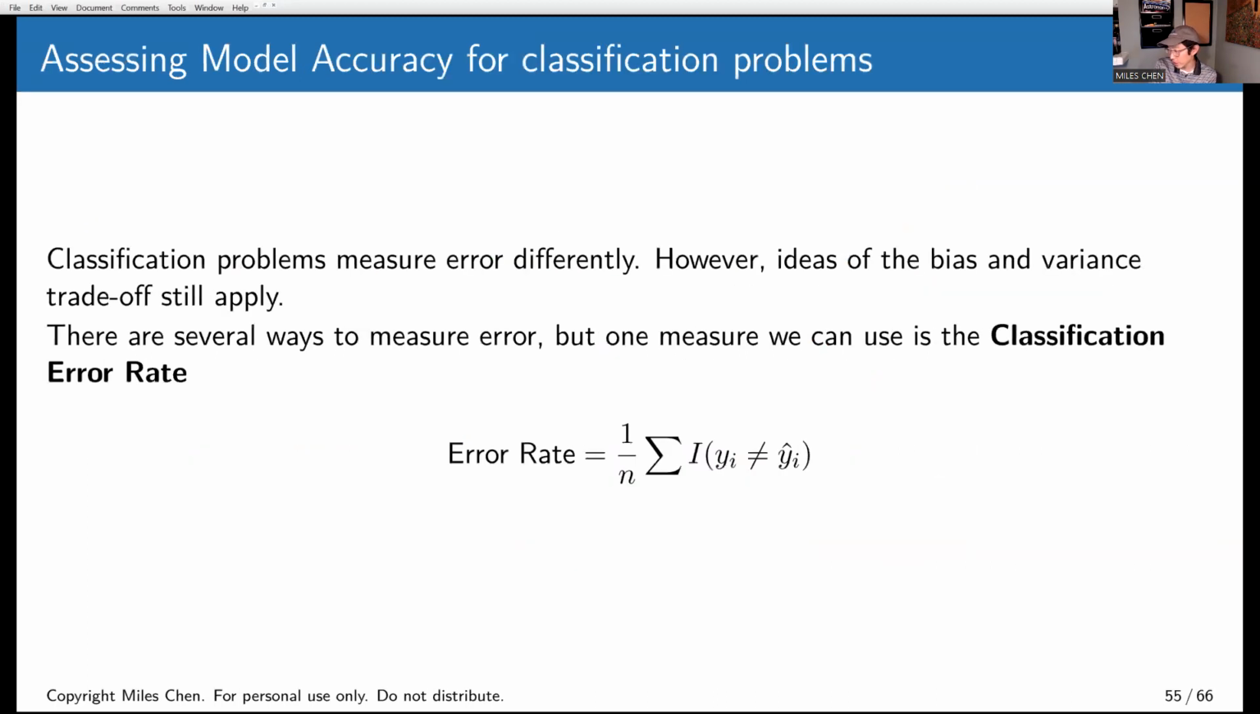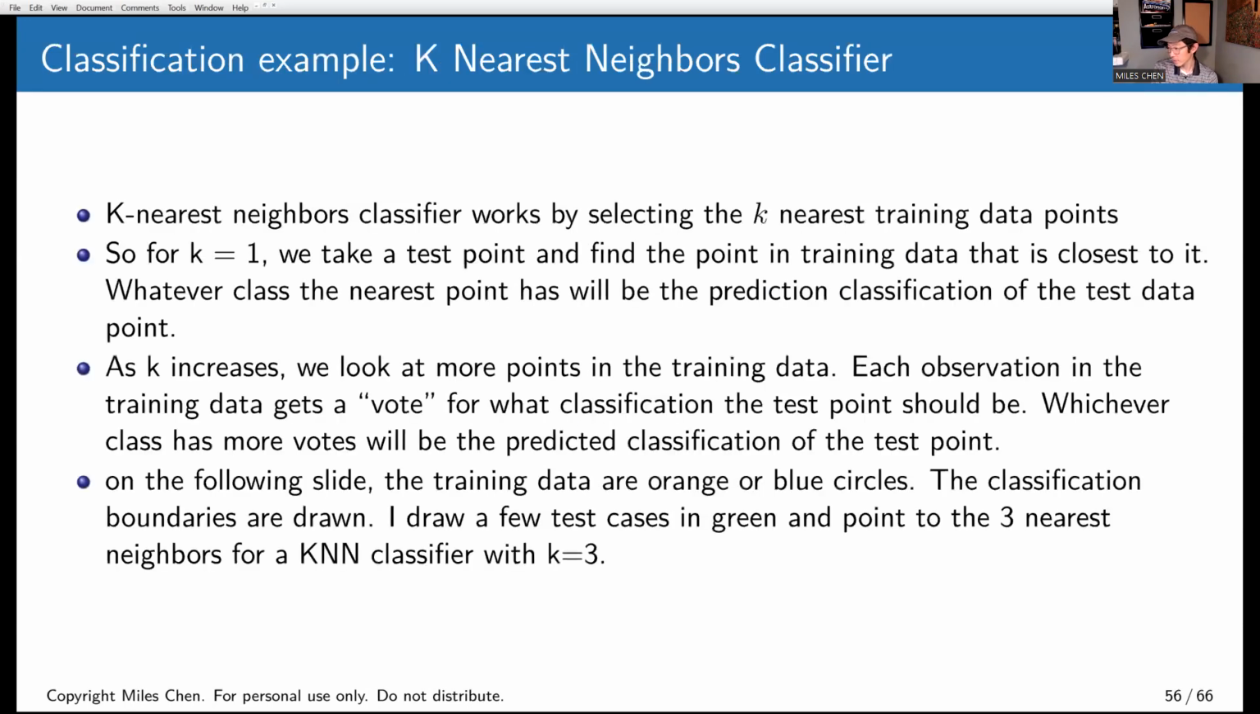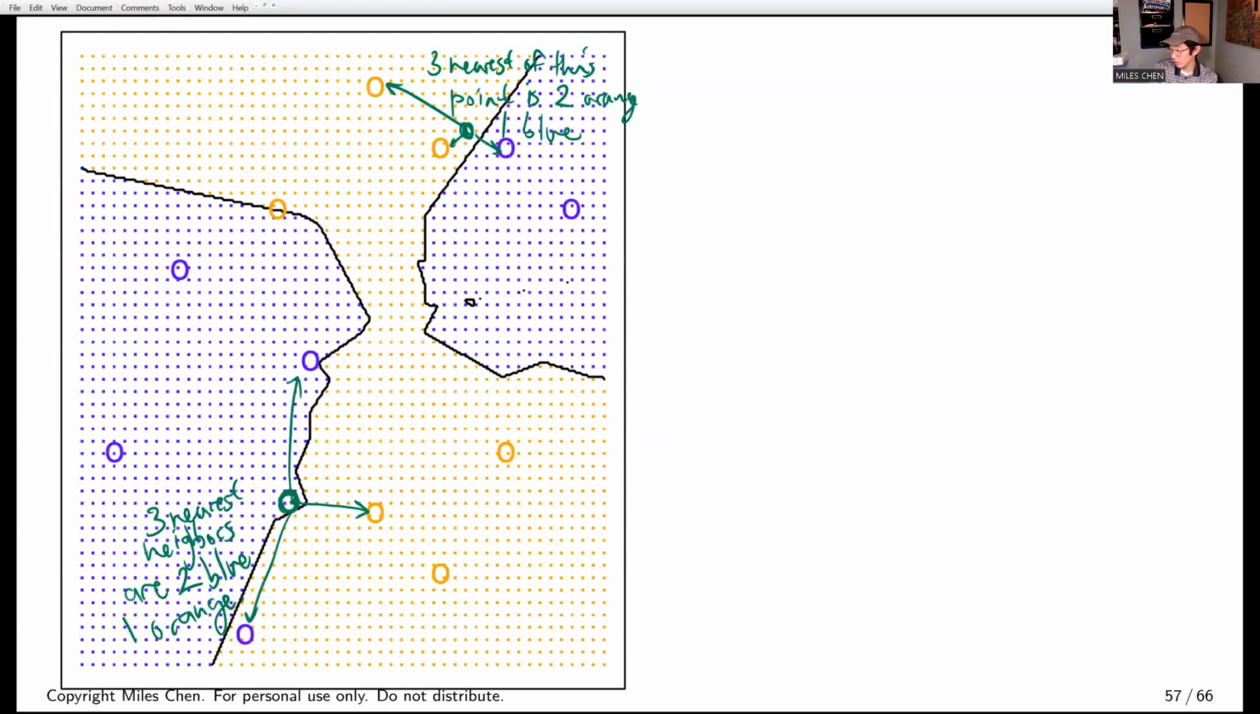For classification data, we just say, do we get the category right? If the true category is A, how often did I get A? Did I get 100% right, 90% right, something like that? That's the error classification rate. And here, we'll look at the k-nearest neighbors classifier later.